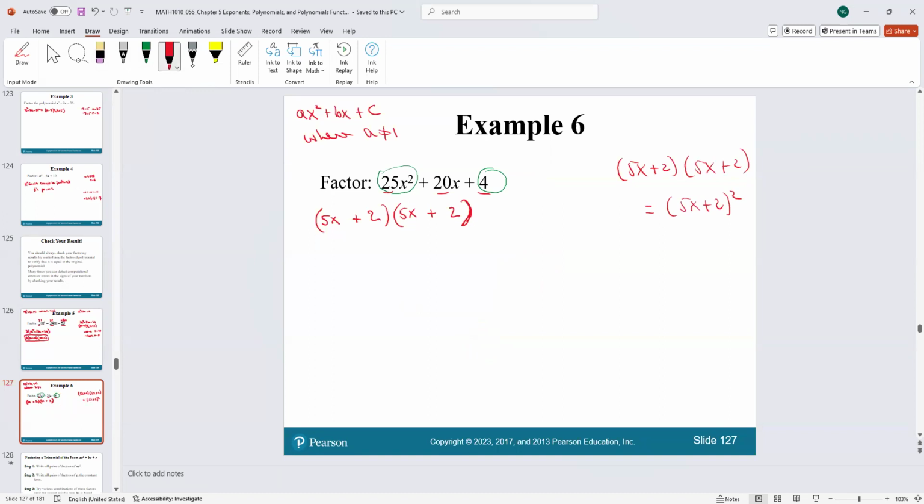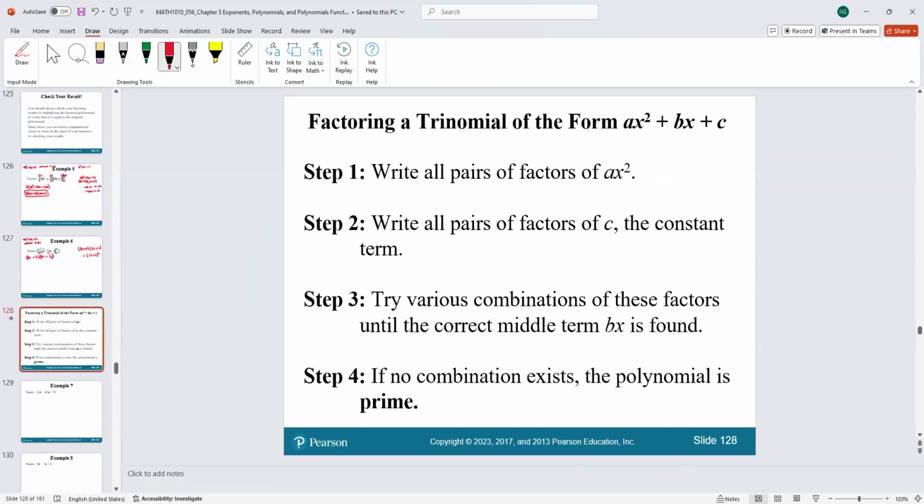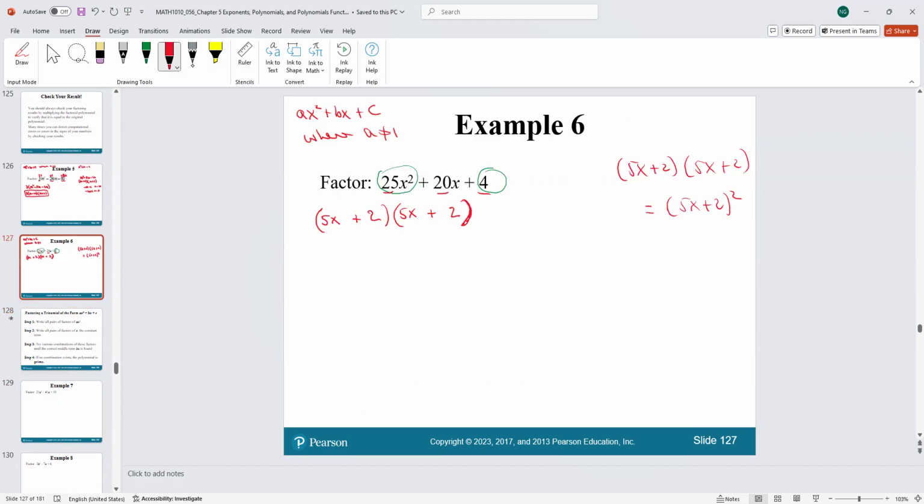Now, there are so many techniques we can use, but we can follow them one by one. All right. For factoring trinomials of the form ax squared plus bx plus c, write all pairs of factors of ax squared, like 25x squared. I know it would be x times 25x, which gives me 25x squared.